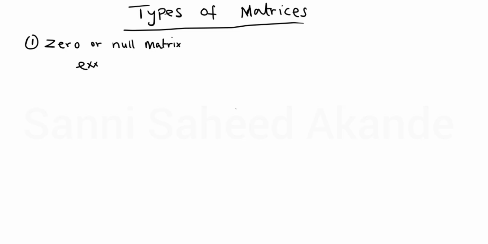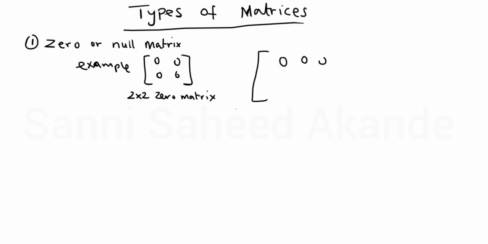Okay, example. So this is an example of a null matrix or zero matrix, where this is a 2 by 2 zero matrix. If I give you another example now, 0 0 0 0 0 0 0 0 0, the order of this zero matrix is a 3 by 3 zero matrix. Understood? So that is what a zero or null matrix is all about.